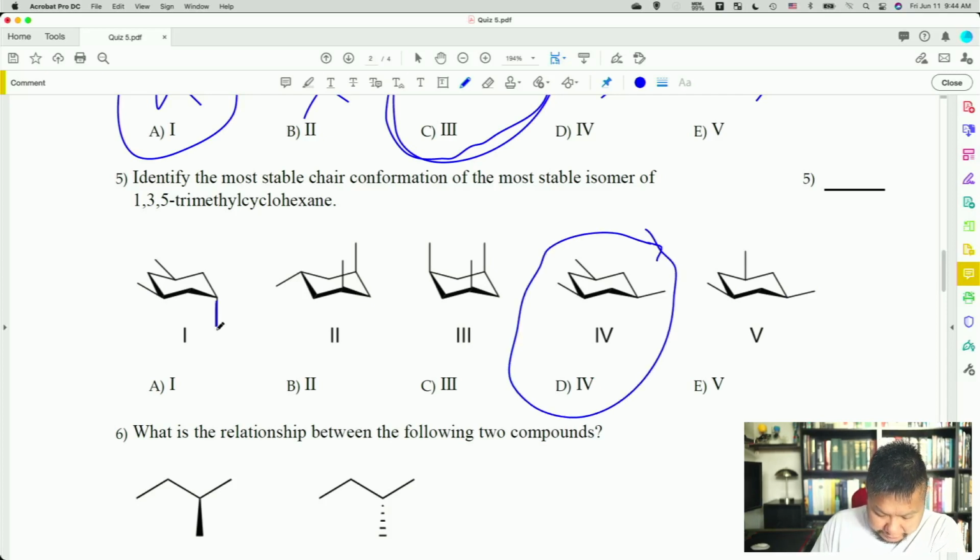This has an axial, this has 2 axials, this is all 3 axials, and this one has an axial. And remember, when you have an axial, when you have the 1-3 diaxial interactions, that's just a pain in the butt for those guys.